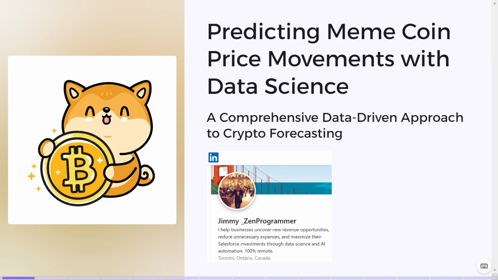Today, we are going to do something fun with data science. Welcome to our presentation titled Predicting Meme Coin Price Movements with Data Science. We'll be diving deep into the world of meme coins and exploring how we can leverage data science techniques to make sense of their unpredictable price behavior. Meme coins, as many of you know, have become a phenomenon in the crypto world, largely driven by social sentiment and viral trends. I'm happy to guide you through our data-driven approach to forecasting meme coin prices.